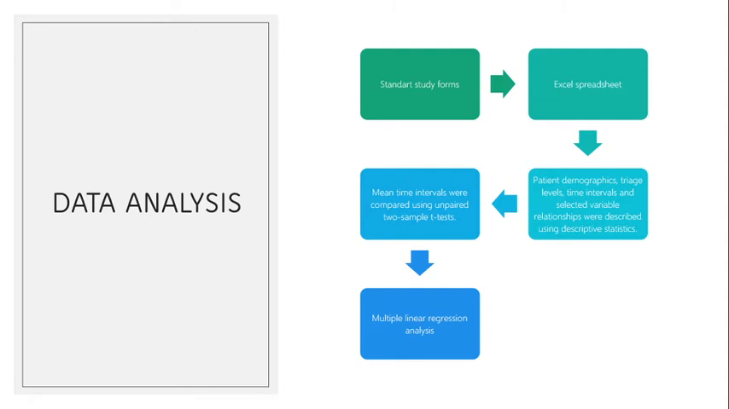And here we can see how the data analysis was made. So data were recorded on standard study forms, and then entered in Excel. Patient demographics, triage levels, time intervals, and selected variable relationships were determined using descriptive statistics. Mean time intervals were compared using unpaired two-sample t-tests. Multiple linear regression analysis was performed to determine how various patient characteristics and emergency department service processes influence length of stay. Regression analysis is actually a method used to measure the relationship between two or more variables. And if the analysis is made using a single variable, this is called simple linear regression analysis. And if multiple variables are used, just like in this study, it is called multiple linear regression analysis, just to make sure that everything is clear here.